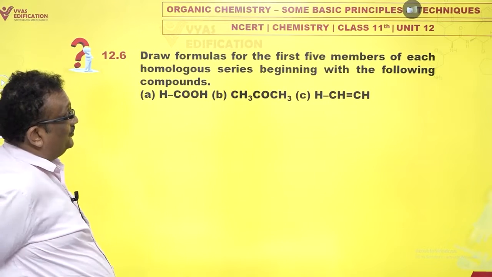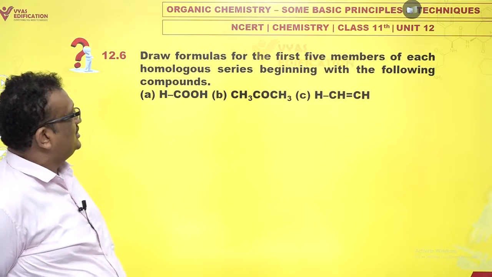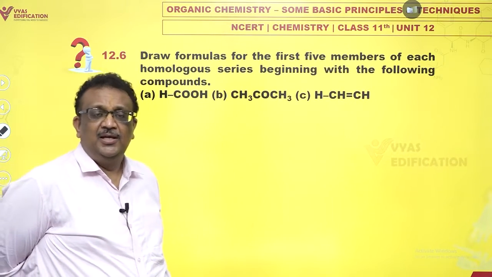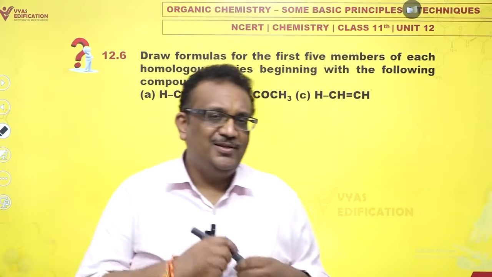Draw formulae for the first 5 members of each homologous series beginning with the compounds. Okay, and we have compounds A, B and C. Now do you remember what exactly is homologous series?